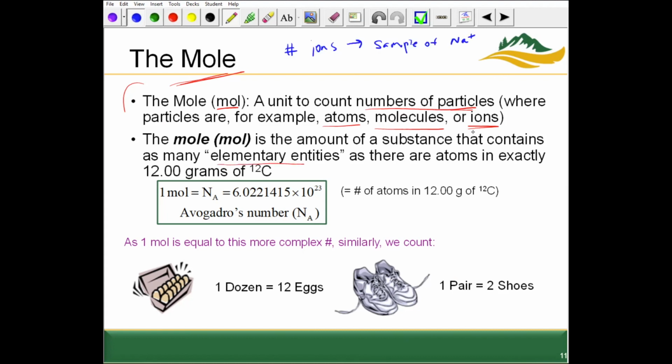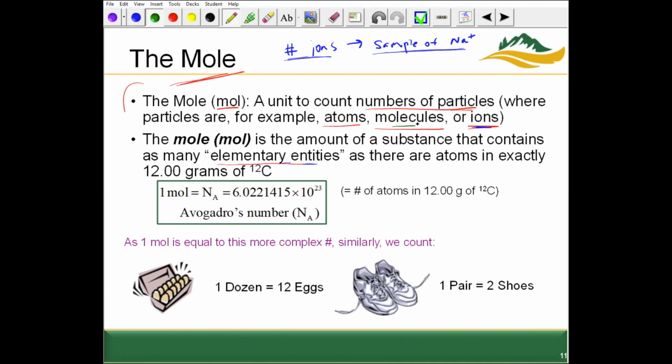For example, for the number of ions, we could ask something like how many elementary entities are in a sample of sodium cations. The elementary entity would be the number of ions there. So how many ions are present in a sample of sodium plus ions? You can imagine it'd be pretty difficult to figure out exactly how many individual atoms are present. So we'll talk about how to do that using Avogadro's number.